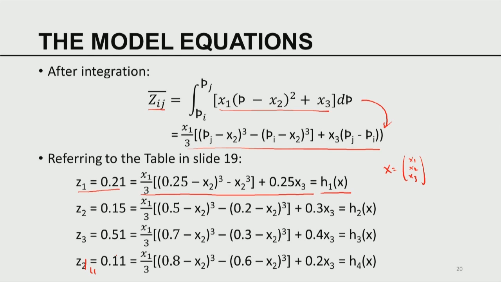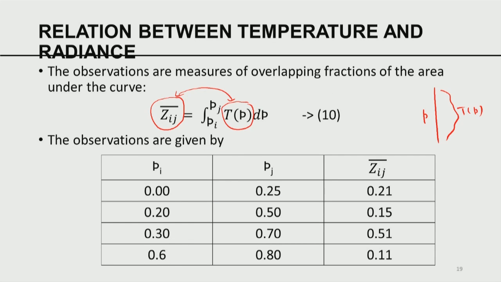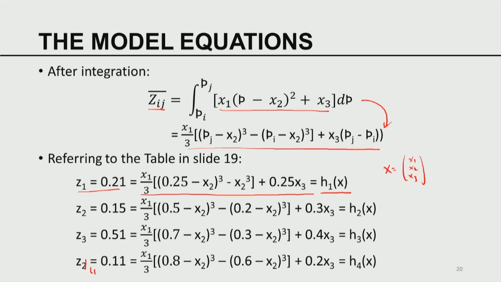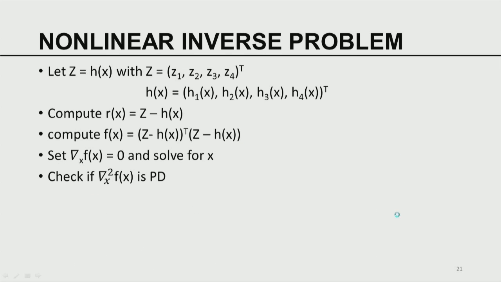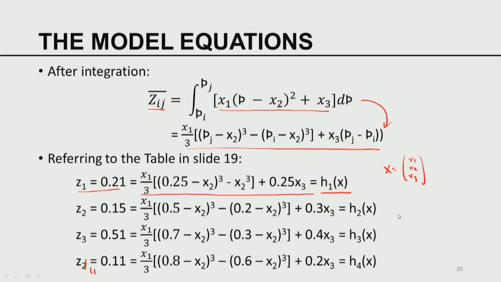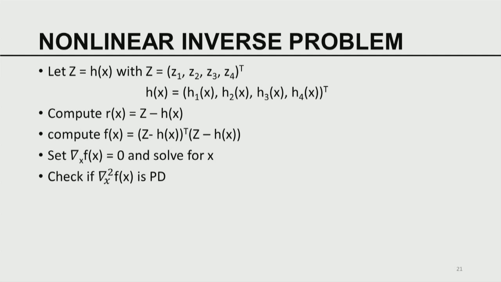Again, I want you to understand that the Z's, the observations, are given at the pressure levels. So this is where the Z's come into play. Z1 is equal to H1 of X, Z2 is equal to H2 of X, Z3 is equal to H3 of X, Z4 is equal to H4 of X. The whole problem now reduces to Z is equal to H of X. In this case, M is 4, N is 3. So this is a nonlinear problem. The nonlinearity essentially comes from the fact that our model relates the temperature to the pressure using a nonlinear function of the unknown parameters. Therefore, Z is equal to H of X.